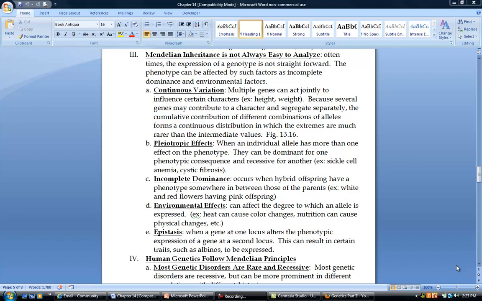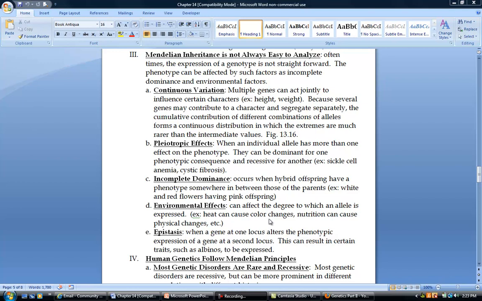There's a couple of ways that it can be a little bit strange. The first one that we're going to talk about is called continuous variation. In a lot of these examples we've been talking about, there's been a dominant gene and a recessive gene, and both of those are the only things that code for a certain phenotype. When we talk about continuous variation, that's something that has multiple genes all contributing to this one phenotype. Examples would be height, weight, and skin color.